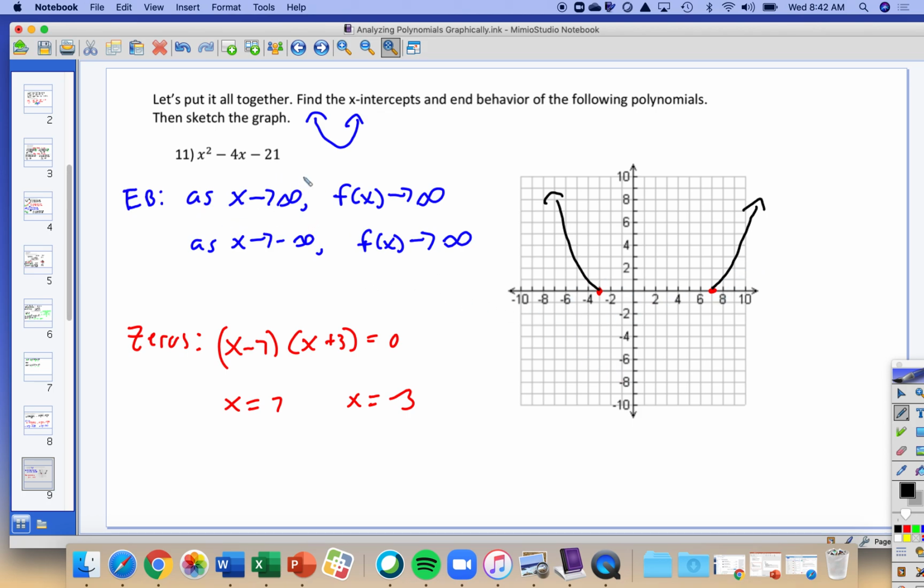But this is a quadratic. So with a quadratic, we could find the vertex. Remember, to find the vertex, we use negative b over 2a. So negative b over 2a is, in this case, 4 over 2, which is 2. So the x value of 2 is the axis of symmetry. All right, this is the x value of the vertex.